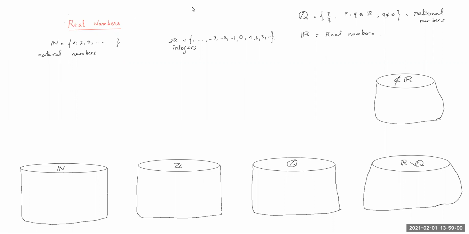You can see that you have N, then included in Z, then Q, and then R. R is the largest of them. So we have this. So let's practice and see if we can identify some elements.